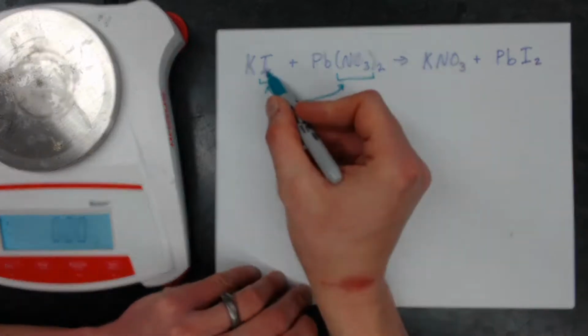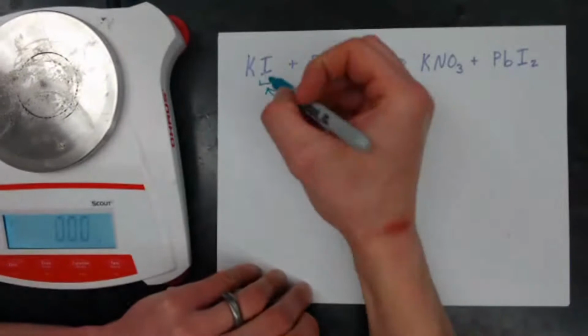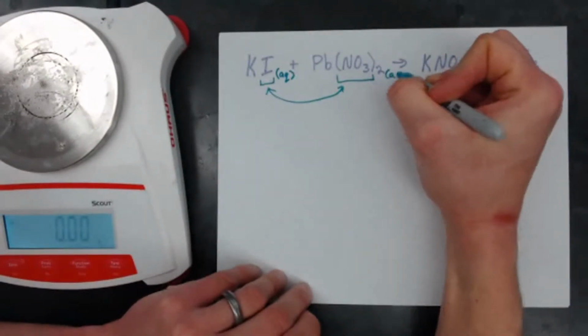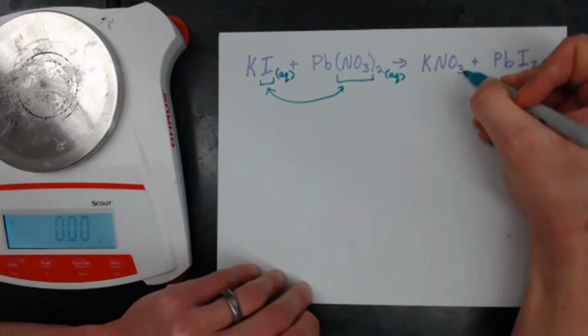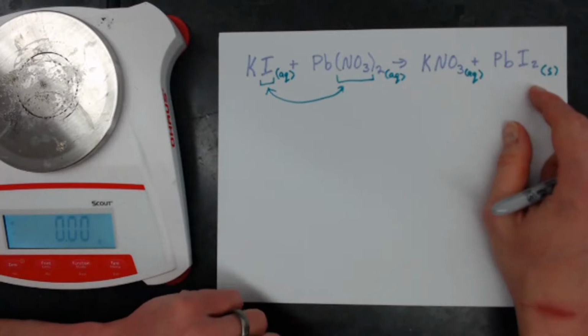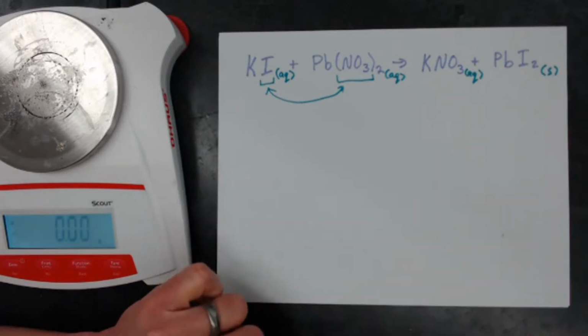Now let's see what's important about it. So we know that both of these were solutions. I showed them to you. They were colorless solutions. So I'm going to write aq after them for aqueous. Potassium nitrate is also aqueous, but this little guy is going to form a solid. This is a solid that we'll see when we get a color change as soon as we mix these substances together.